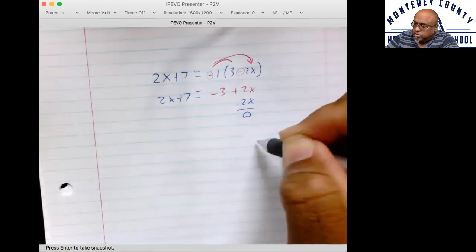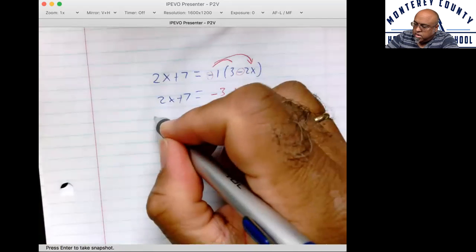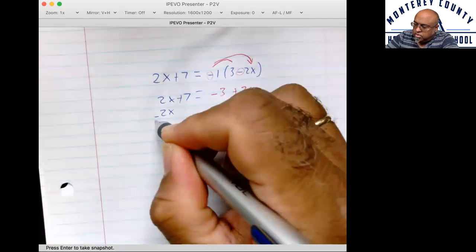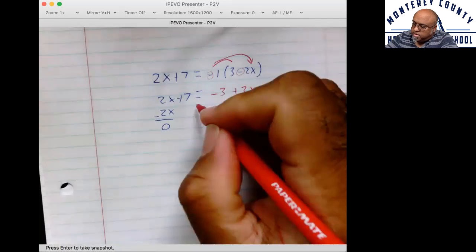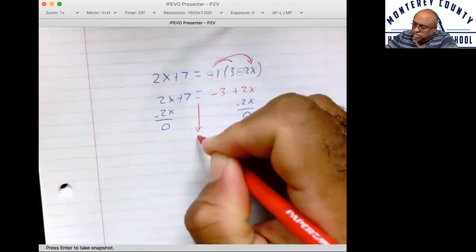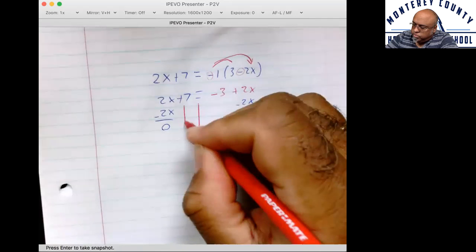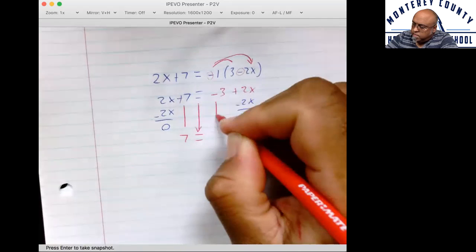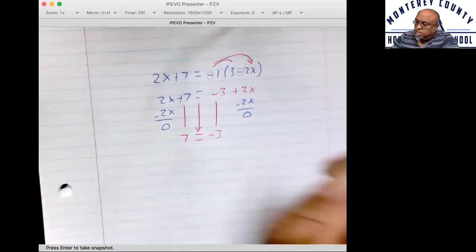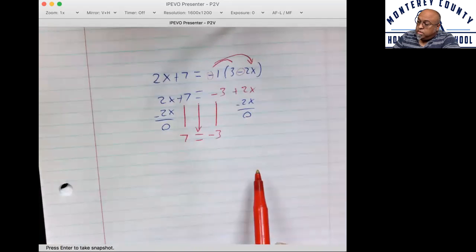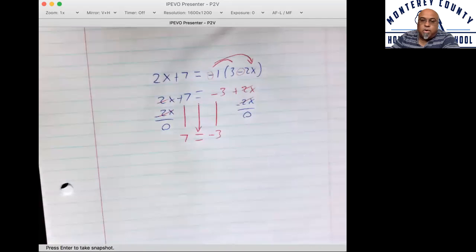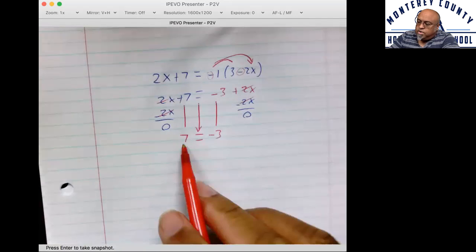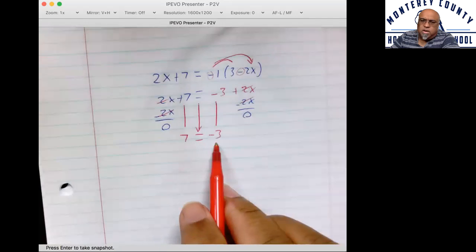2x minus 2x equals 0. So I go over here and subtract it. 2x minus 2x equals 0. So let's bring down everything that we have left. We have the equal sign, we have the 7, and we have -3. Now, it looks like by subtraction, the variable has been completely eliminated out of the problem. So I ask you the question, does 7 equal -3?